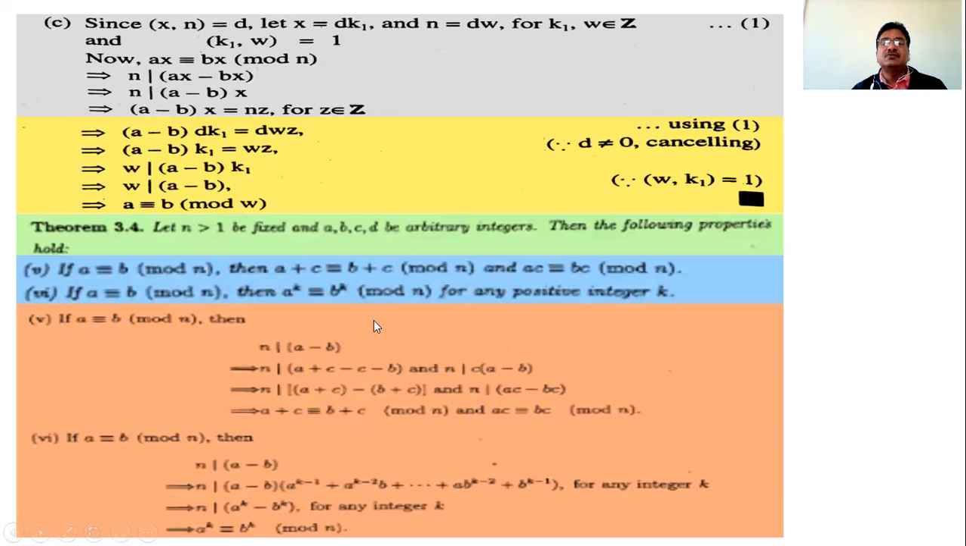The other method is what? We have to show, given that a is congruent to b modulo n. So what is the meaning? That n divides a minus b, and therefore a minus b is expressed in the form n times k for some integer k.